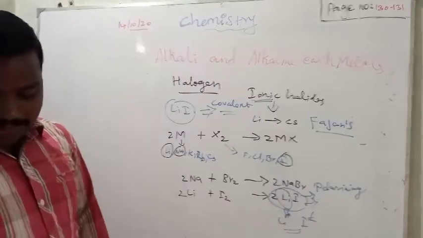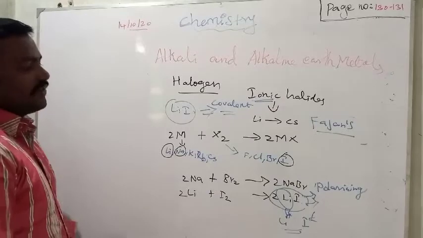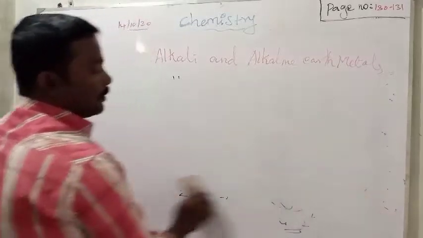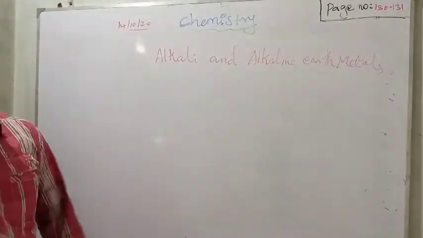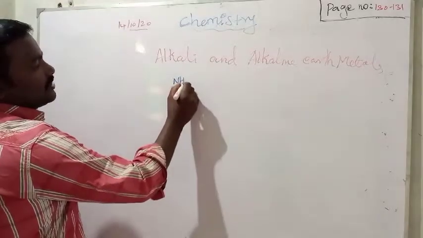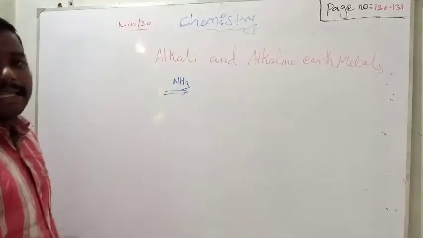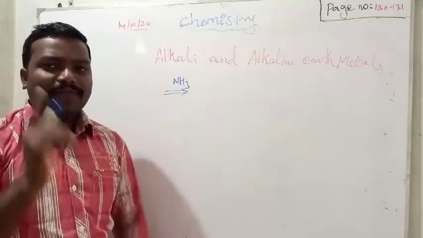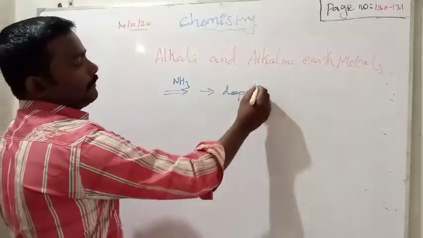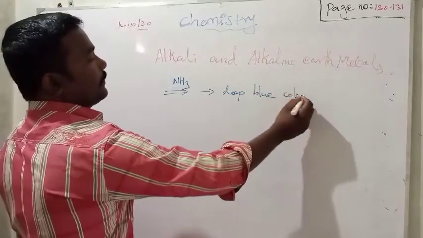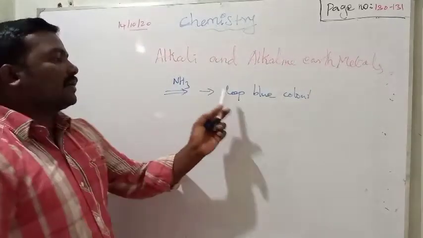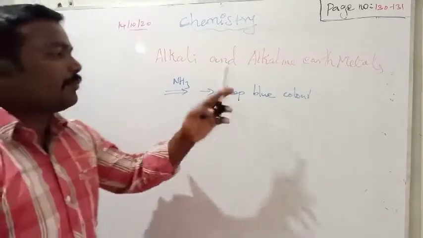Okay, right. Then how do they react with ammonia solution? Alkali metals, how are they reacting with ammonia? What's the molecular formula for ammonia? NH3. So metals react with ammonia, very important one mark, giving deep blue color. What is happening? Alkali metals reacting with ammonia give deep blue color.